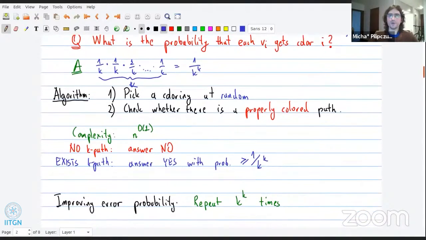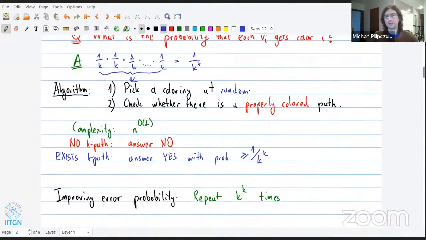So now here is our algorithm. I will pick a coloring at random, just as I said. Every vertex is colored uniformly and independently at random with one of the k colors.